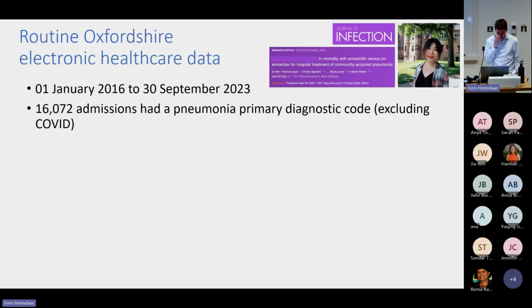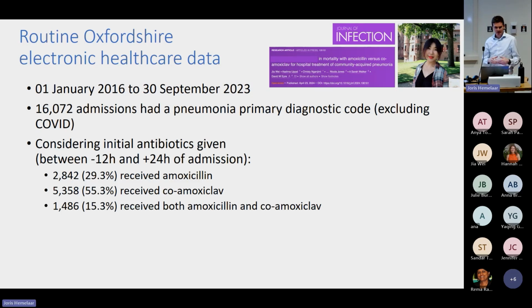And this is what Jane, who's a postdoc working with me, has been looking at. From January 2016 until September 2023, we picked out 16,000 people who'd had pneumonia as the main reason that they came to hospital. We then looked, trying to define different groups by what antibiotics people received to start with, at those who received amoxicillin, roughly a third of people, those who received co-amoxiclav, half, and then 15% who received both amoxicillin and co-amoxiclav.